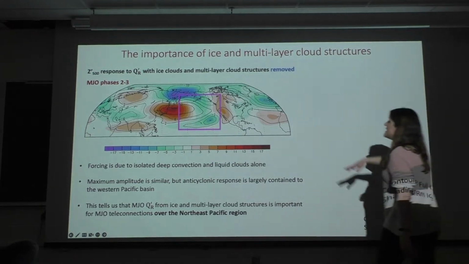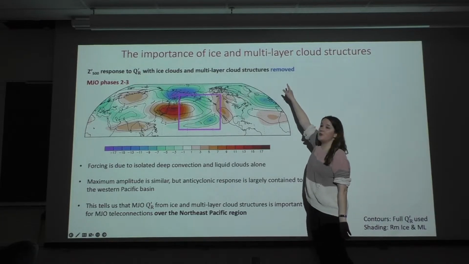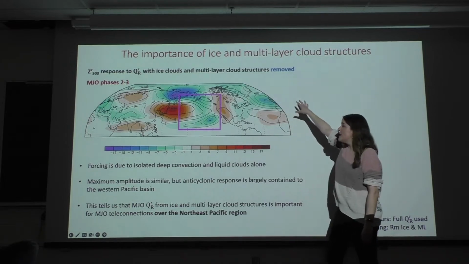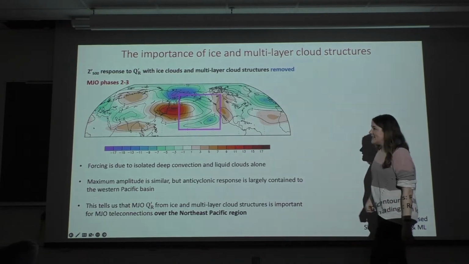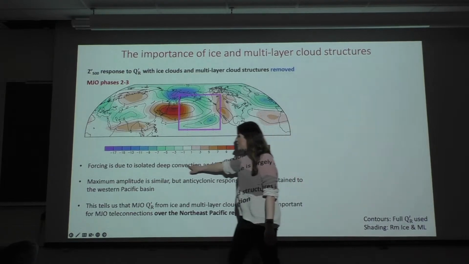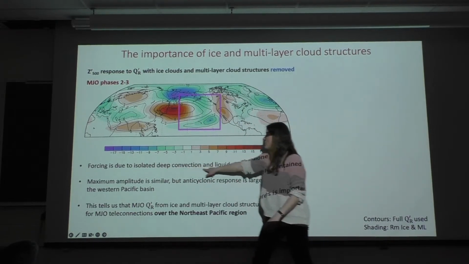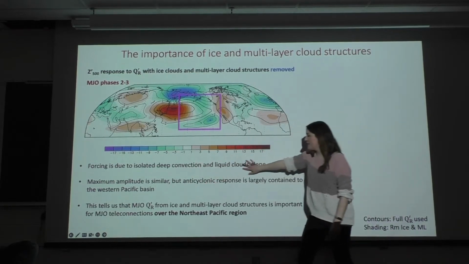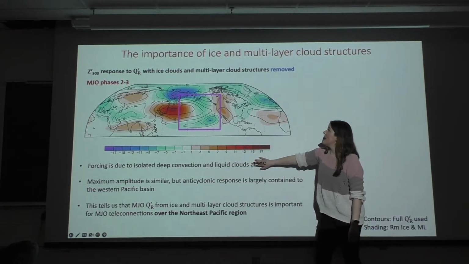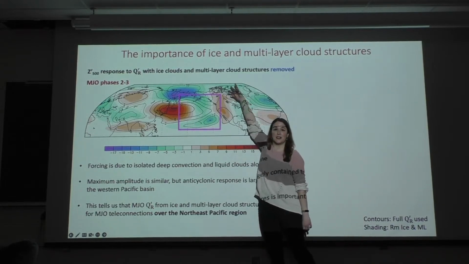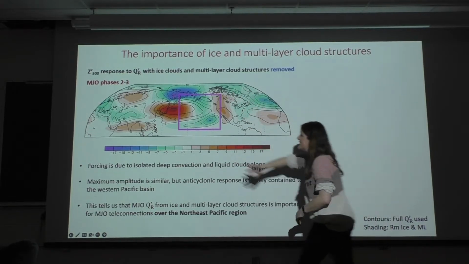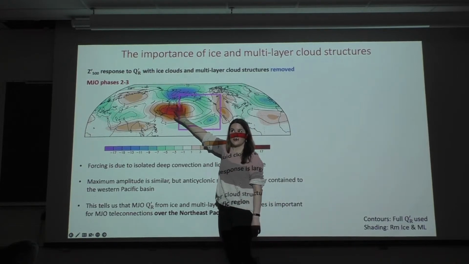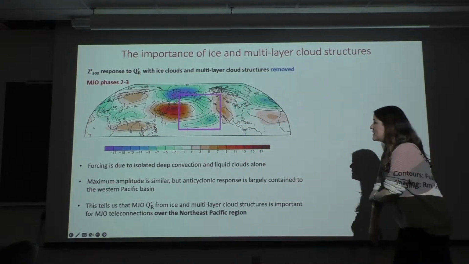You get essentially that this anticyclonic anomaly ends up contained to the Western Pacific, which is really interesting. Now here we removed ice clouds and multi-layered cloud structures, telling us how important it is to include those and to make sure that they're well represented in our models. But another way to look at it is, well, this tells us just what the response is to deep convection in liquid clouds alone. And really that's just deep convection because there's not very many isolated liquid clouds that are not part of our multi-layered cloud structures. So this is really just telling you what is the role of the deep convection. What is the radiative heating associated with the deep convection force?